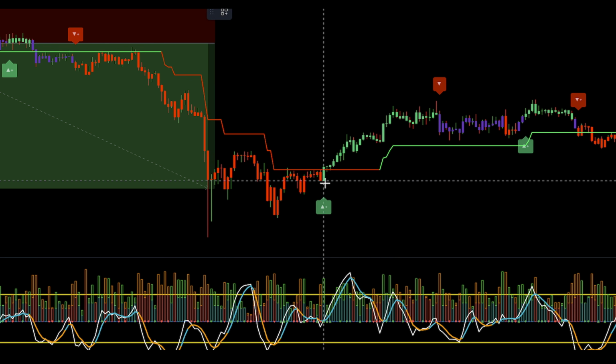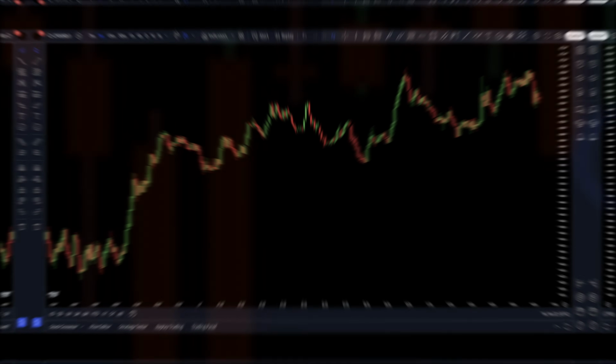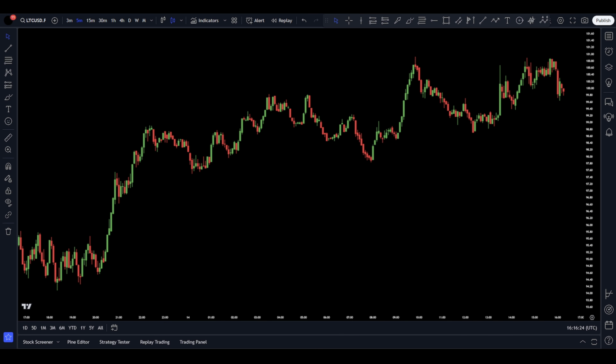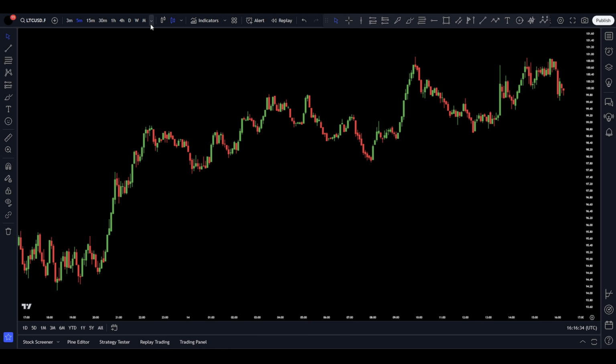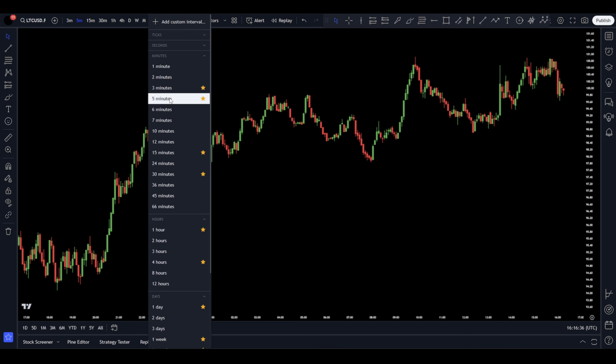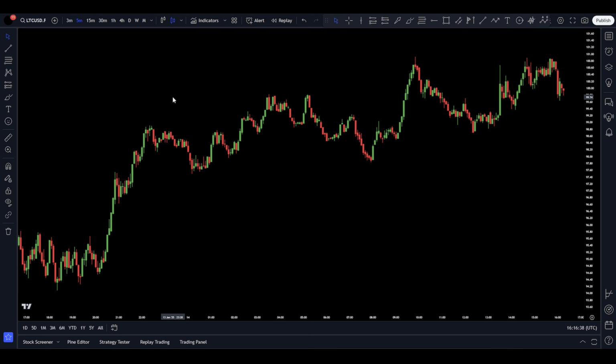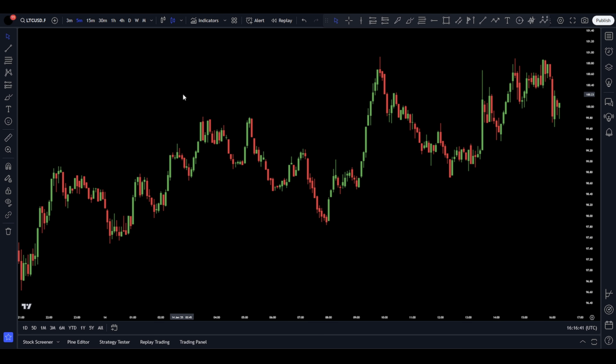Alright, without any further talks, let's get straight into it. To get started, we need to set up our indicators on TradingView, the platform I'll be using for this strategy. First, load the trading security you want to work with. I'm using the 5-minute time frame for Litecoin to showcase today's strategy. However, this strategy can be applied to various assets and time frames with the proper adjustments.